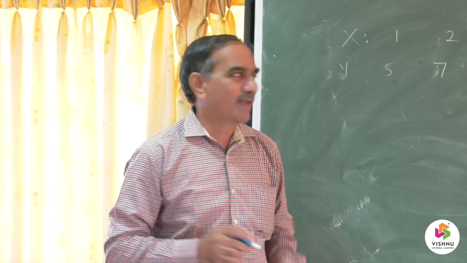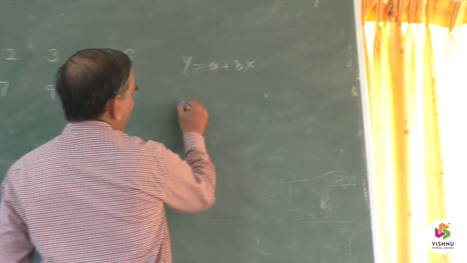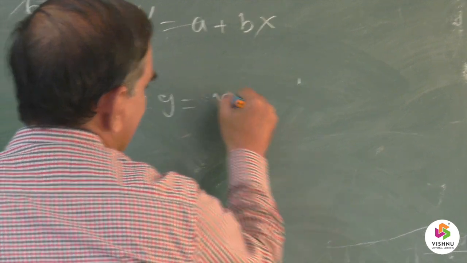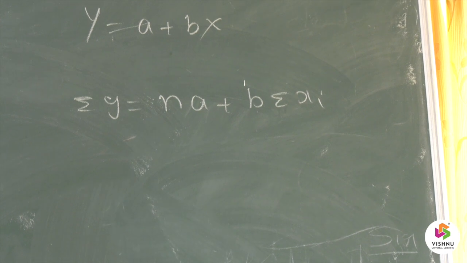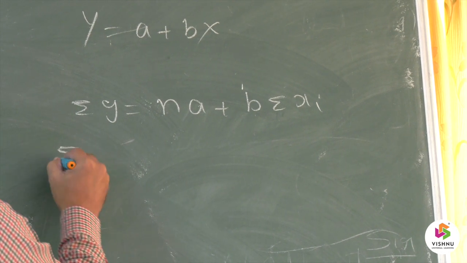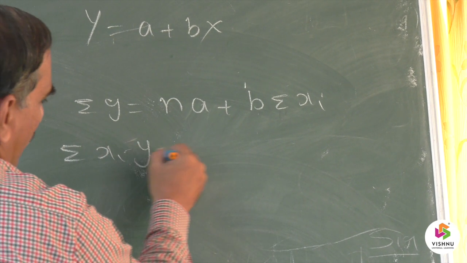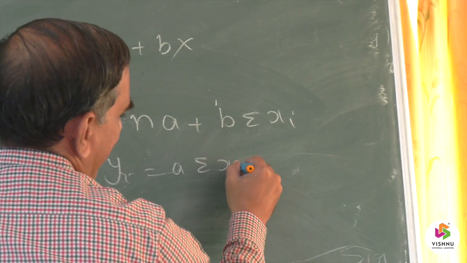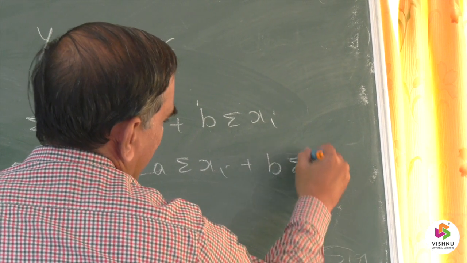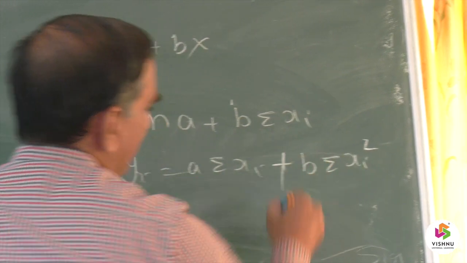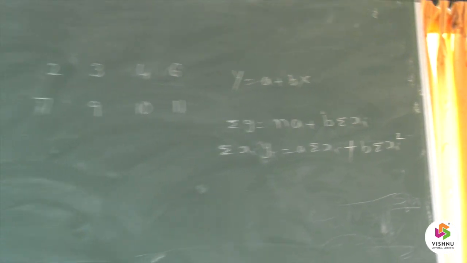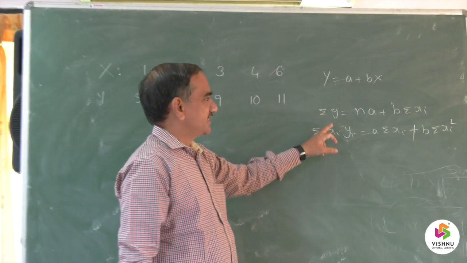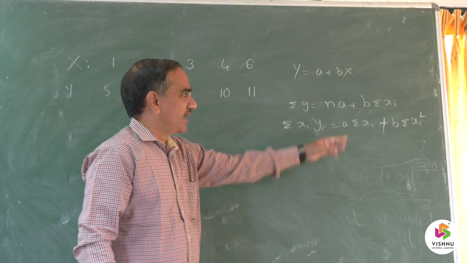For that, in the last class, we solved two normal equations. The first normal equation is sigma y is equal to na plus b sigma xi. And the second equation is sigma xi yi is equal to a sigma xi plus b sigma xi square. These are the two normal equations which we solved in the last session. So, we can solve the problem by computing the constants sigma y, sigma x, sigma x square.